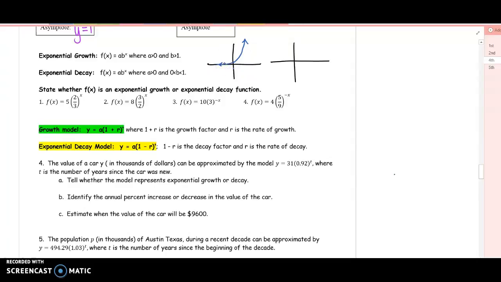So on the left side, it approaches a horizontal asymptote. On the right side, it gets exponentially larger. Exponential decay is the opposite. You start with a whole bunch of something and it gets smaller and smaller and smaller, eventually approaching an asymptote at 0.